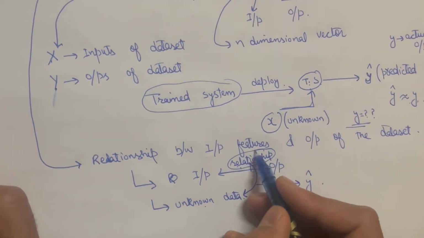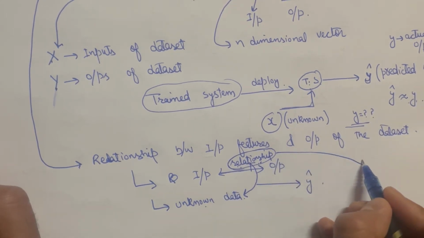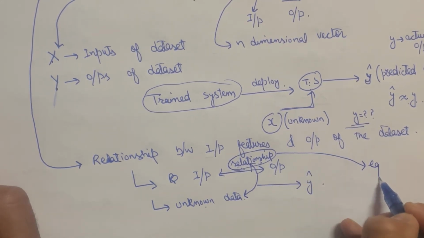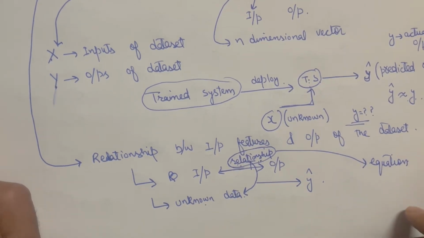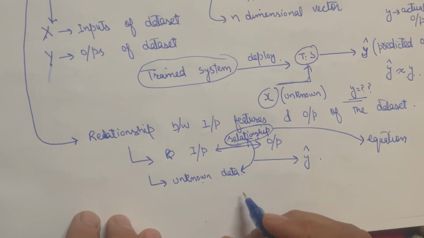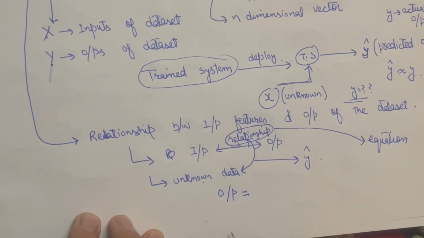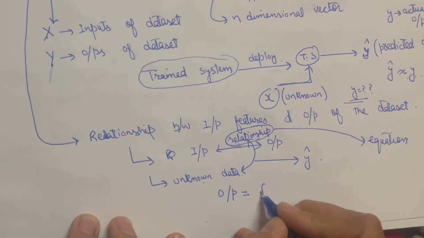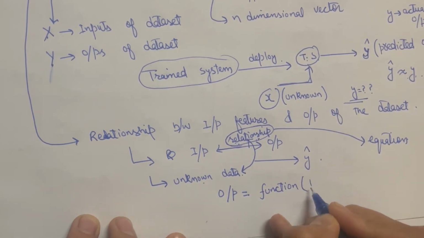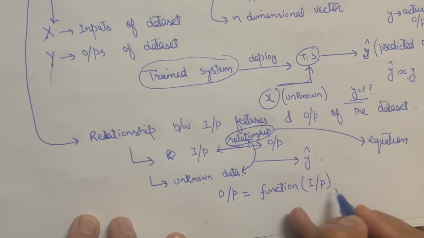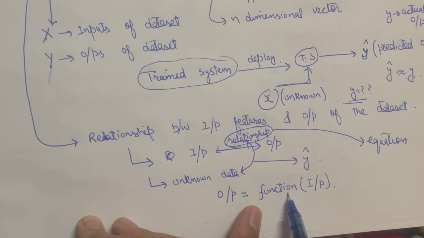Now what can be this relationship? So we can say this relationship will be like an equation, some mathematical equation, where our output will be equal to some function of input. Okay, so here the relationship is this particular function.